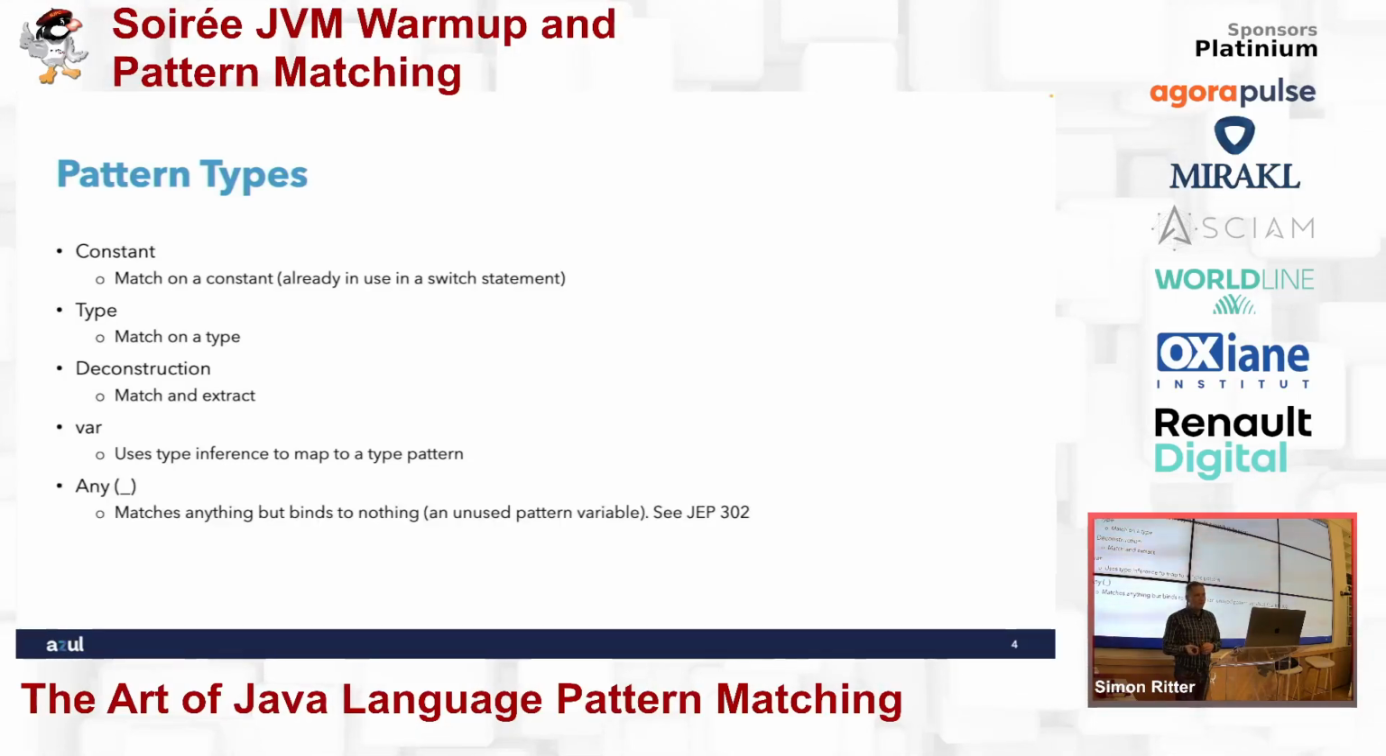And then the last one that we're going to deal with here is the any pattern, represented by an underscore. And this is where we match against anything, but we bind to nothing. This is useful in some places. And again, we'll come to this more towards the end, and you'll see how we can use this. There is actually one more pattern type which we don't use at the moment, which is a method pattern, but since we don't use it, I haven't put it in here.